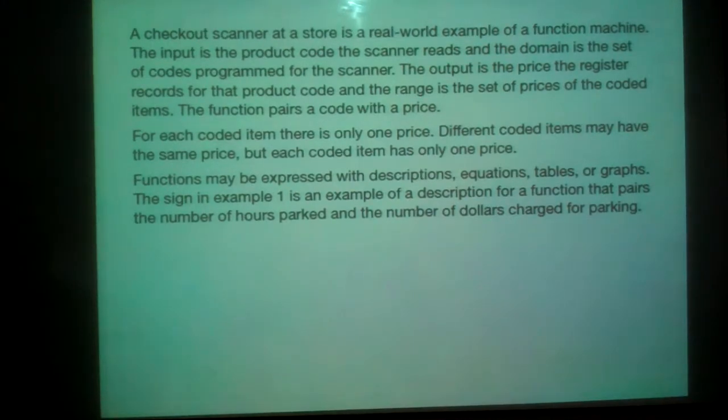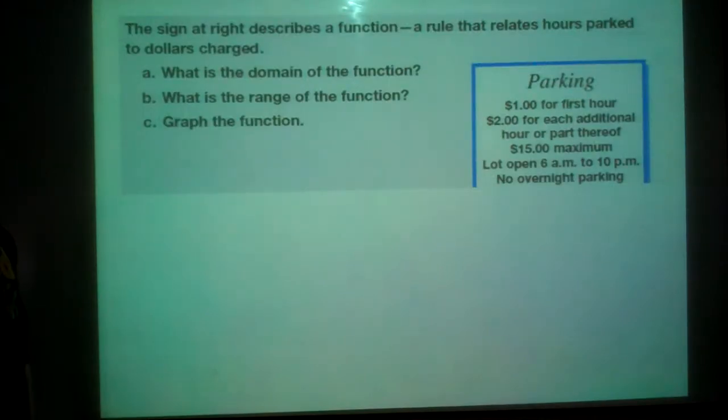So for each coded item there is only one price. Different coded items may have the same price, but each coded item has only one price. Alright? And it says functions may be expressed with descriptions, equations, tables, or graphs. The sign in example 1 is an example of a description for a function that pairs the number of hours parked and the number of dollars charged for parking. And that's this example right here. Okay? Alright, so this sign describes a function, a rule that relates hours parked to dollars charged.